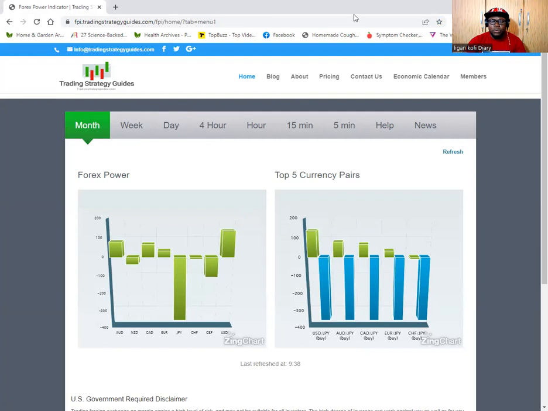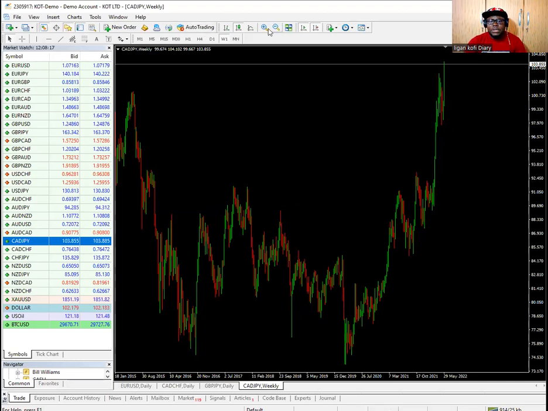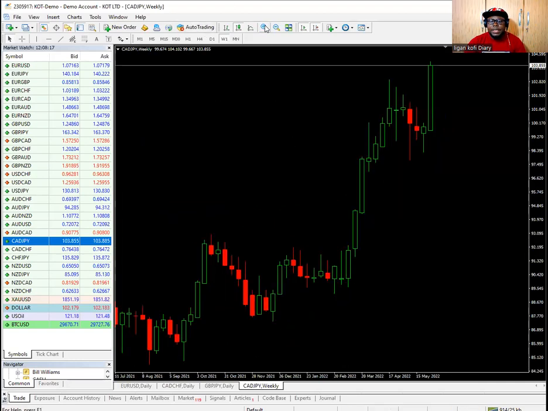So now that we know the weakest currency for probably this week, what we need to do is restrict ourselves to only JPY pairs. We will restrict ourselves to only JPY pairs. So let's go to the MT4 and begin our analysis. Here it is on the MT4. Now, this chart, I think this is CAD JPY.